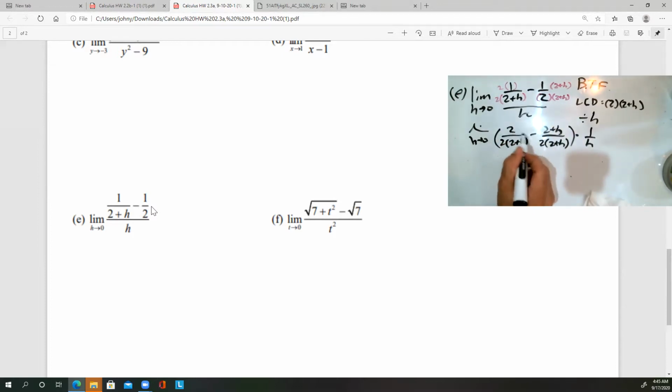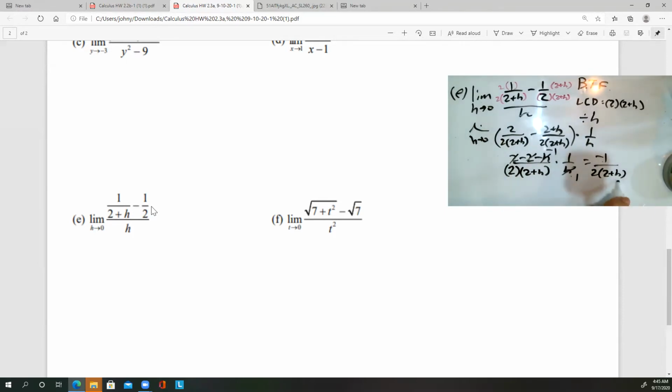Looking at this, 2 minus this quantity, well, the denominator is going to be 2 times 2 plus h. You have to distribute the negative. Everything here is minus 2 minus h. So these cancel. Times 1 over h. And oh, look at that. The minus h and the positive h also cancel to a 1 and negative 1 as well. You end up with negative 1 over 2 times 2 plus h, whatever is left.